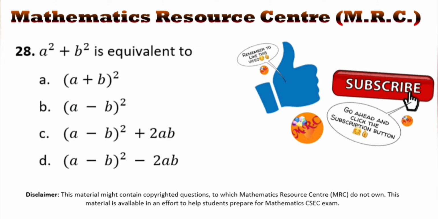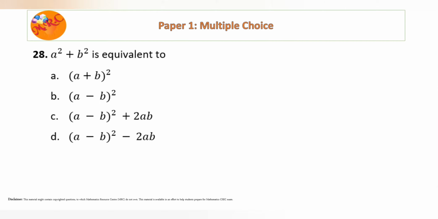Just pause the video, read through the question, and we are ready to begin when you are. a squared plus b squared is equivalent to.